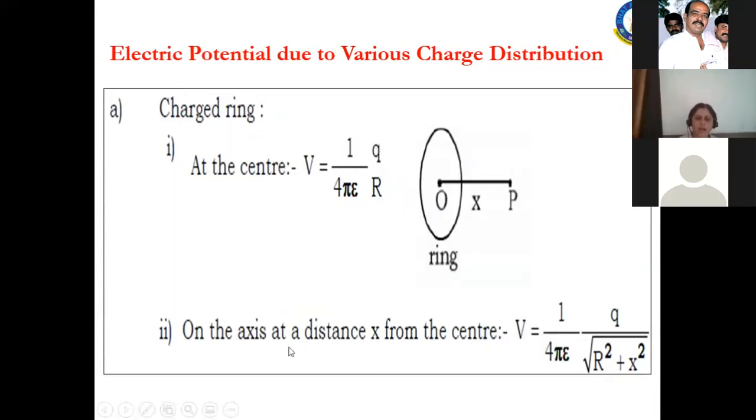Then on the axis at a distance x from the center, take any point P at a distance x from the center, then the potential at this point is given by V is equal to 1 by 4 pi epsilon naught Q by root of R square plus X square.